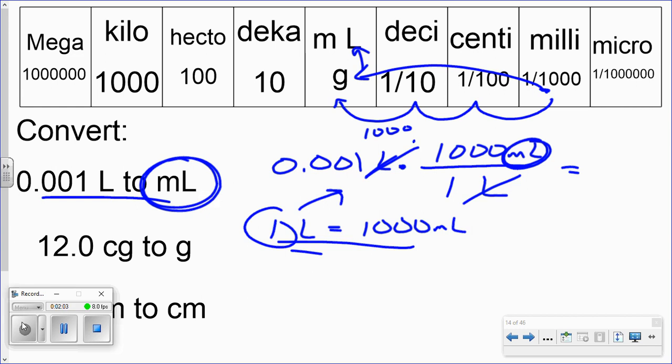So notice your liters are canceled out. They don't exist anymore. We're ending up with milliliters right here. So all we need to do is multiply 0.001 times 1,000. Since 1,000 is on top, it's 1,000 over 1, so you can think of that as just being 1,000. So we multiply 0.001 times 1,000, and our answer is 1 milliliter. Box that in. So that's dimensional analysis and the metric system. Let's try more.